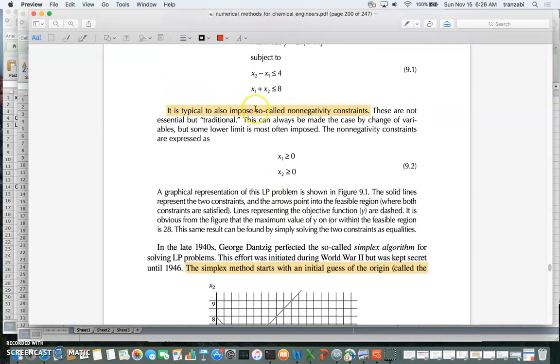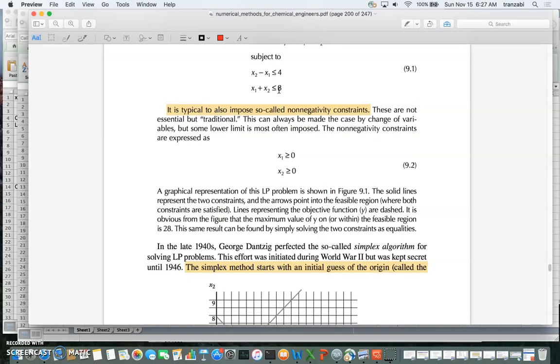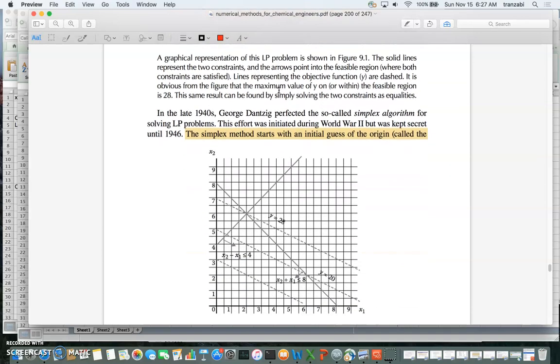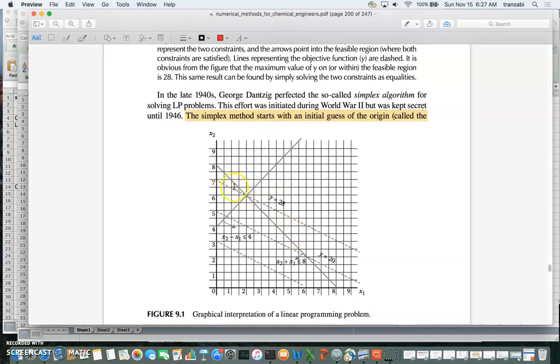I'm going to draw the second line here, x1 plus x2 less than 8. First we draw the equality line, x1 plus x2 equal to 8. You can easily do a sanity check: when x2 is 0 and x1 is 8, this point should be on the line, and it is. Also the point where x2 is 8 and x1 is 0 should be on the line, and it is. So the line is correct. This is x1 plus x2 equals 8.